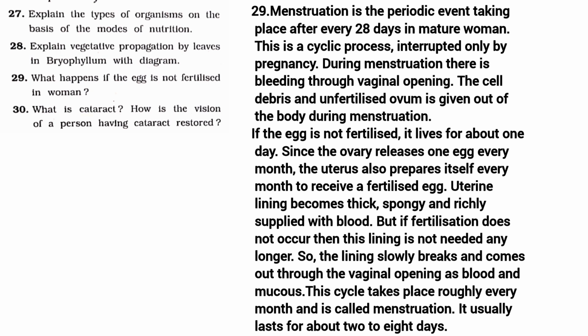Since the ovary releases 1 egg every month, the uterus also prepares itself every month to receive a fertilized egg. Uterine lining becomes thick, spongy and richly supplied with blood. But if fertilization does not occur, then this lining is not needed any longer. So the lining slowly breaks and comes out through the vaginal opening as blood and mucus. This cycle takes place roughly every month and is called menstruation. It usually lasts for about 2 to 8 days.